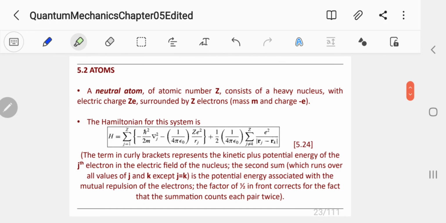Now we'll go to atoms, and the first atom that we will discuss would be that of helium. But before that, let's look at the atom. A neutral atom of atomic number Z consists of a heavy nucleus with Z protons with total charge of Ze, surrounded by Z electrons with mass m and charge -e. So in general, the Hamiltonian for the system would be this one.